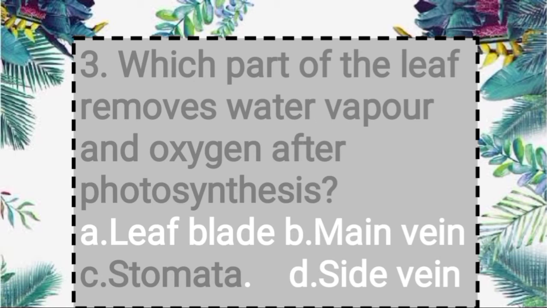Photosynthesis. Which part of the leaf removes water vapor and oxygen after photosynthesis? Option A: leaf. Option B: leaf blade. Option C: main vein. Option D: stomata. Option D is stomata. Option C: side vein.